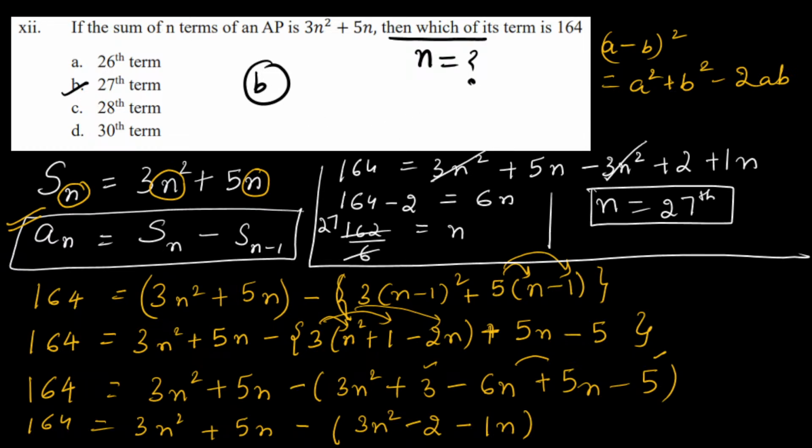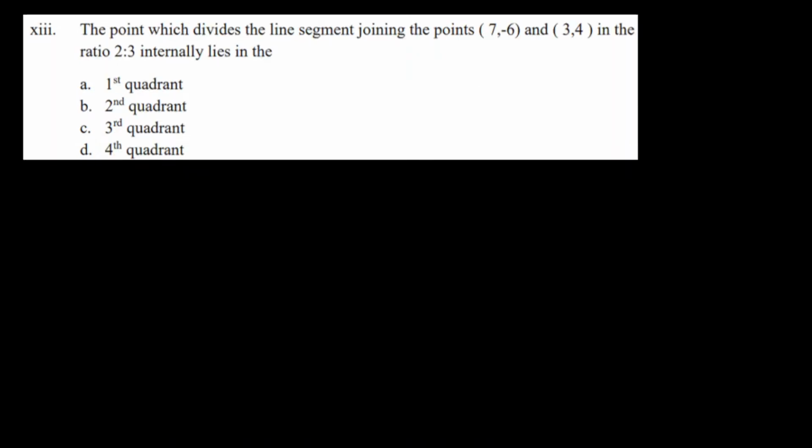So only this concept you have to remember. From Sn we can find An with the help of this formula. I hope you are making down the notes. So An is equal to Sn minus Sn minus 1. Let's do the next question now. Question number 13. Any doubts you can let me know.